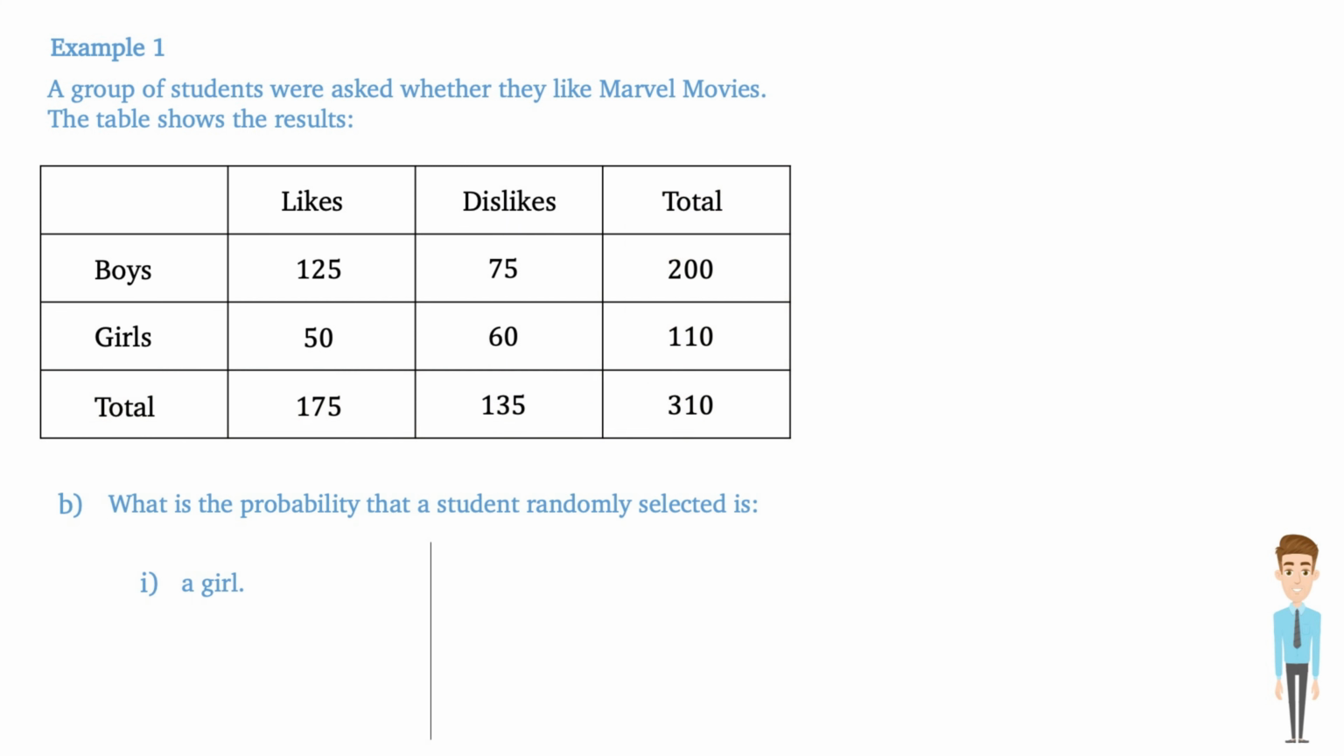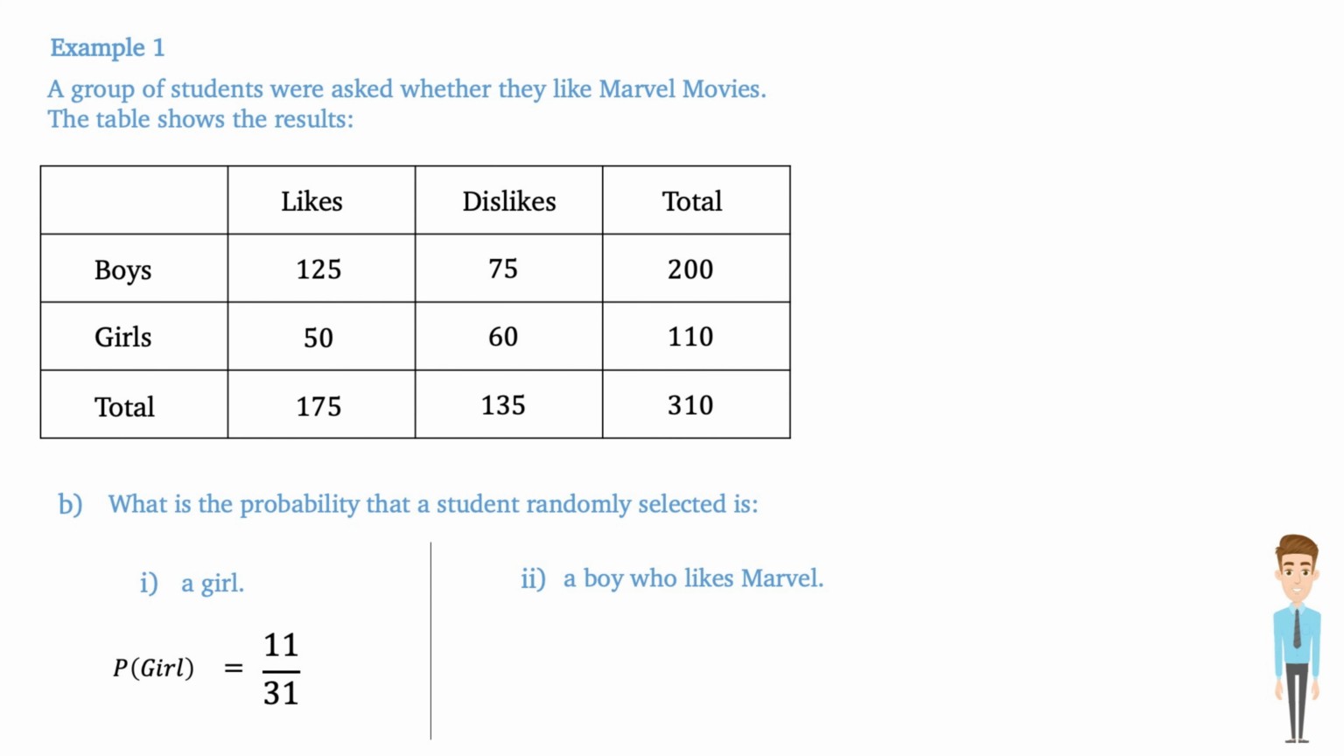In example B, what is the probability that a student randomly selected is a girl? First, setting up the fraction. For the denominator, it's the total possible outcomes, or in other words, everyone surveyed, which is 310. For the numerator, this is the outcomes we're interested in, which in this case is the total of the girls being 110. Simplifying the fraction, we get 11 over 31.